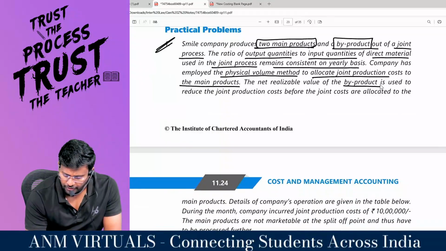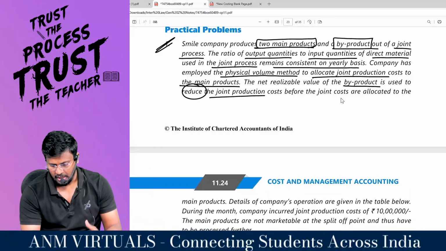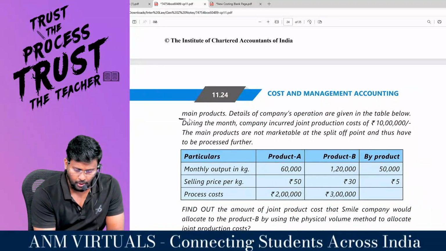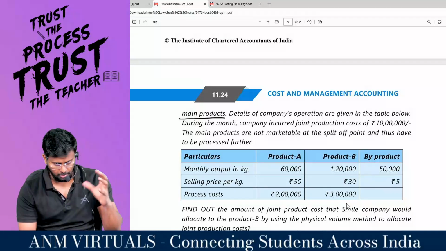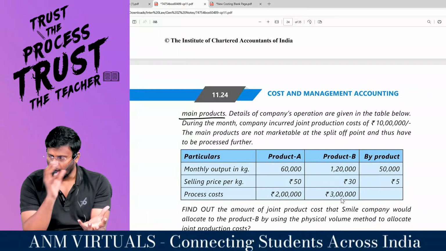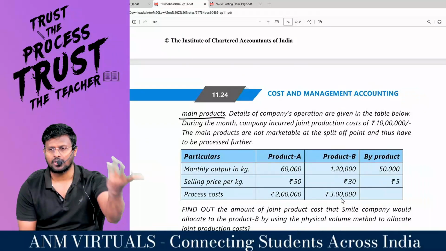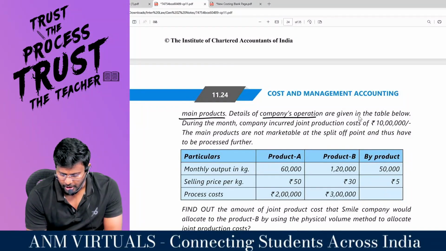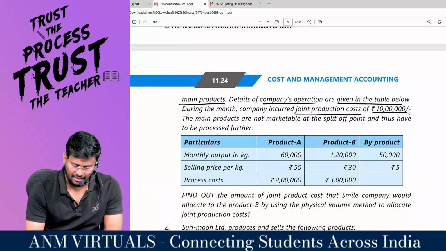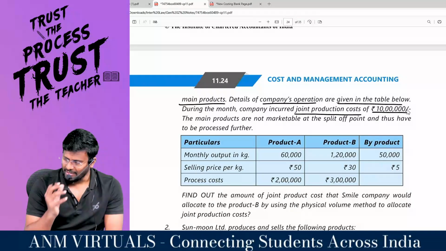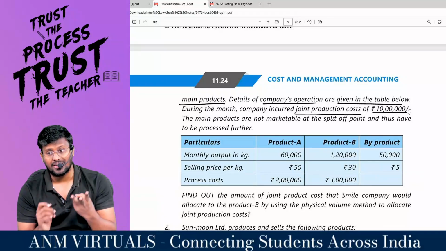The NRV of the byproduct is used to reduce the joint production cost before the joint costs are allocated to the main product. So what they are saying is, first you find the net realizable value of the byproduct and subtract that amount from the joint cost, find the net joint cost, and apportion it to the main products. Details of company's operations are given in the table below. During the month, company incurred joint production cost of how many lakh? 10 lakh. Don't apportion this 10 lakhs, because using this 10 lakh, main product 1, main product 2, and byproduct 1 have come. That byproduct, you sell it.